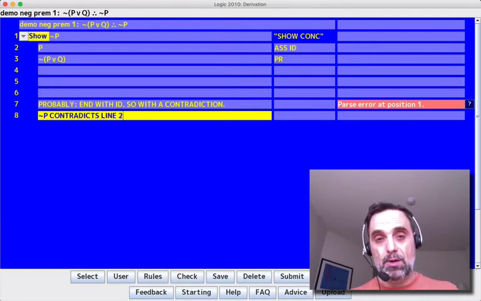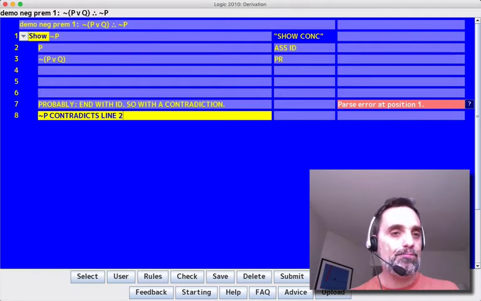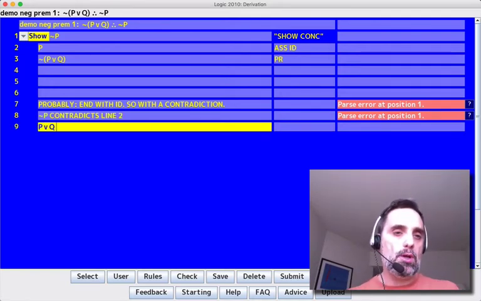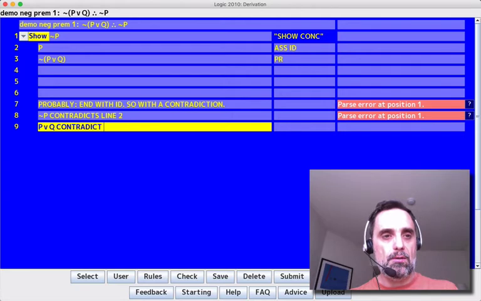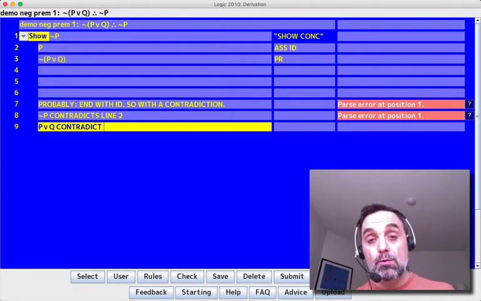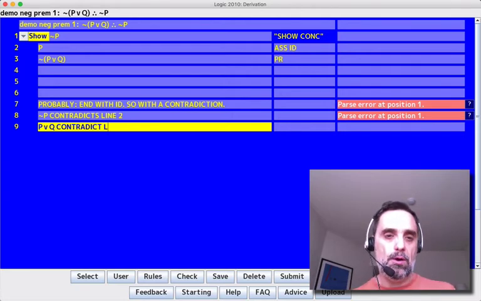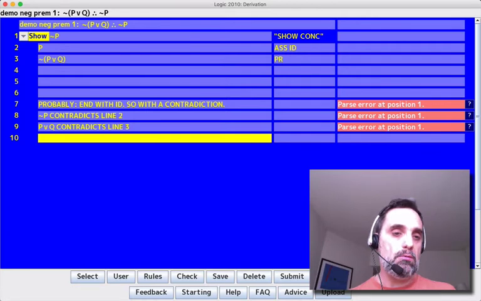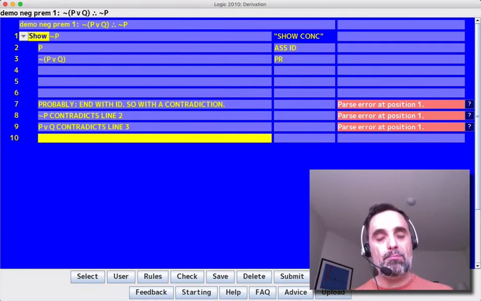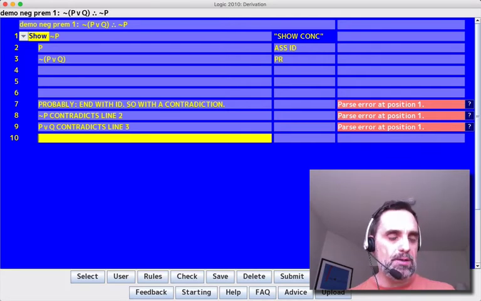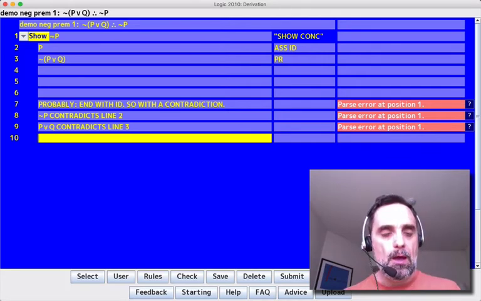If we get negation P, we can also just say direct derivation. P or Q would contradict line 3, right? Line 3 says negation of P or Q. And so P or Q contradicts line 3, and so that's another thing that would be helpful. So we want to ask ourselves, okay, well, can we get negation P easily? Can we get P or Q easily? Not obvious how we would get negation P. How about P or Q? How could we get P or Q?